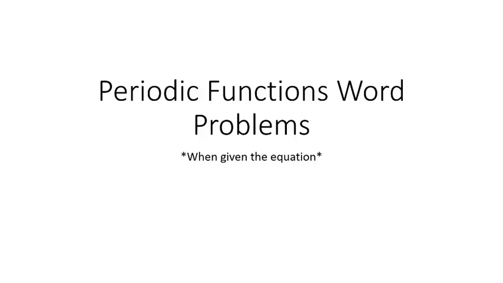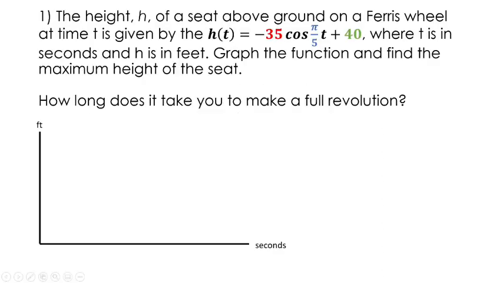In this video, we're going to look at periodic functions word problems, but we're going to do word problems where we're given the equation. So we're starting with this example where it says the height h of a seat above the ground on a Ferris wheel at time t is given by the function h of t equals negative 35 cosine pi over 5t plus 40, where t is seconds and h is feet. So we're going to graph the function and find the maximum height, and we're going to answer how long it takes us to make a full revolution.